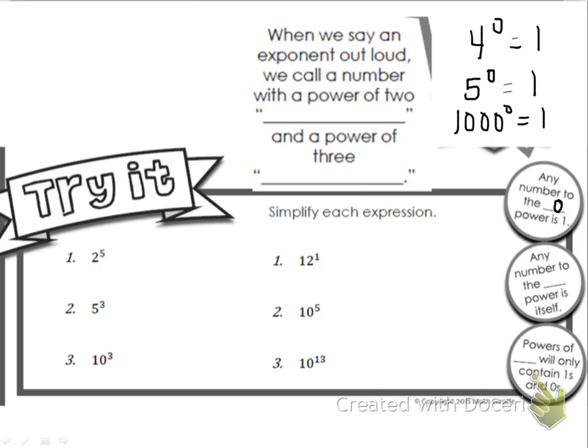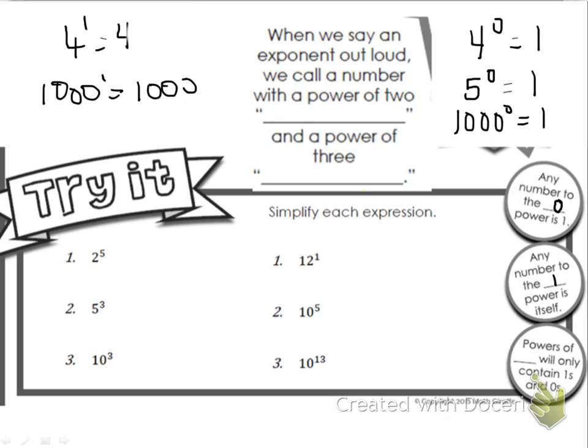Any number to the power of 1 is itself. So if you think about it, 4 to the power of 1 means 4 one time, which is equal to 4. Same thing with 1,000. 1,000 to the power of 1 is 1,000 one time, which is just 1,000. Okay, I want to come back to this last rule later.